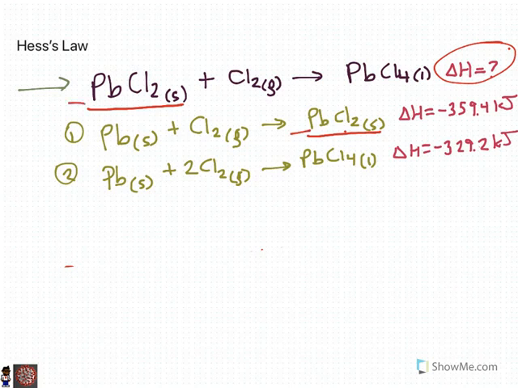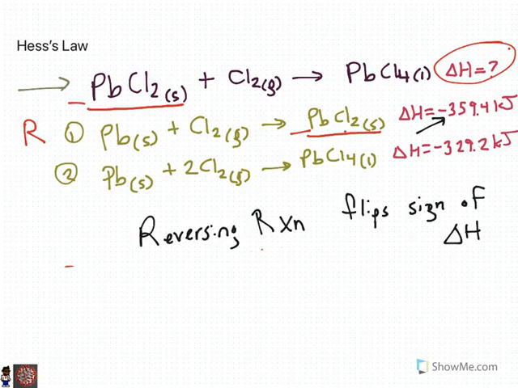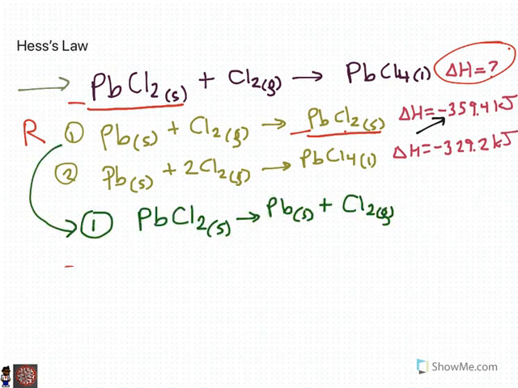So anytime we're in that situation, it should be obvious. This reaction needs to be reversed. And because of the conservation of energy, we know that when we reverse it, the only thing that changes is the sign of delta H. It flips. Reversing any reaction flips the sign of delta H. If it was positive, it becomes negative. If it was negative, it becomes positive.